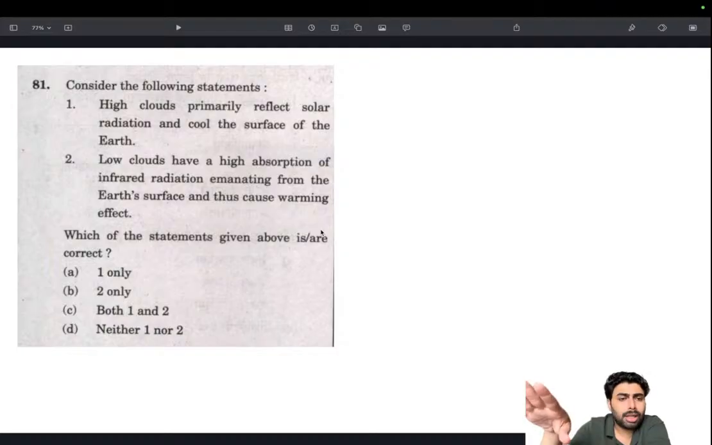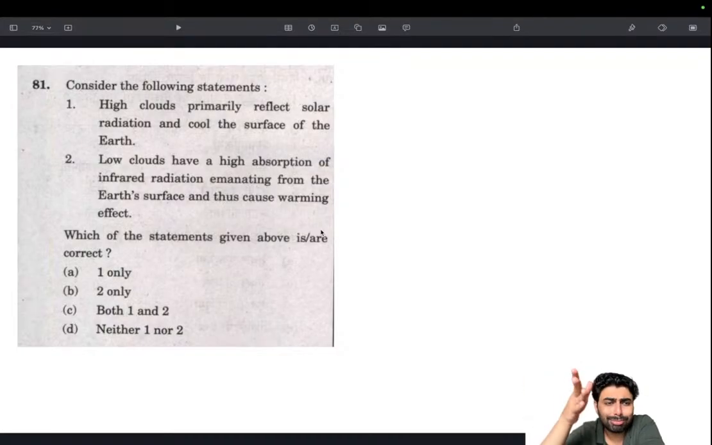Right off the bat, you need to know a few things, or from the question itself you can actually deduce a few things. That is, there are two kinds of clouds, high clouds and low clouds. You might have studied these, like low clouds such as nimbus, cumulonimbus, and high clouds such as cirrostratus. But you might have missed out on how they interact with the sunlight, with the insolation, incoming solar radiation, and affect the heating of the earth's surface. That's the one connection you might have missed.